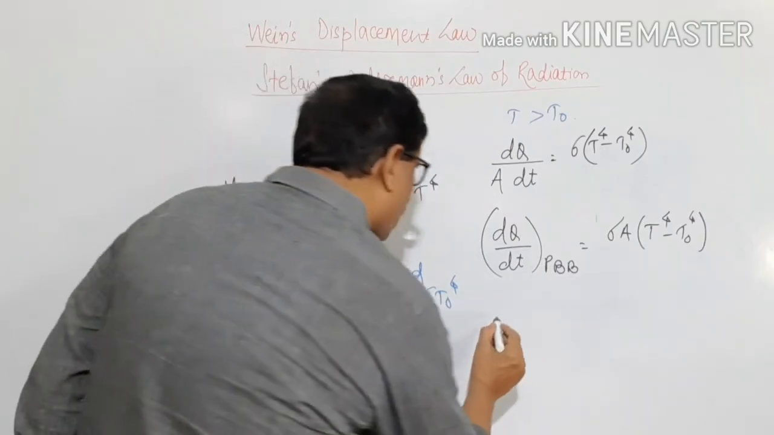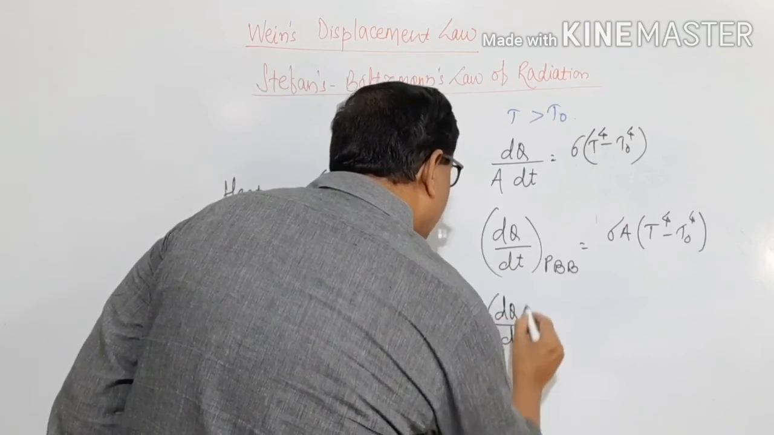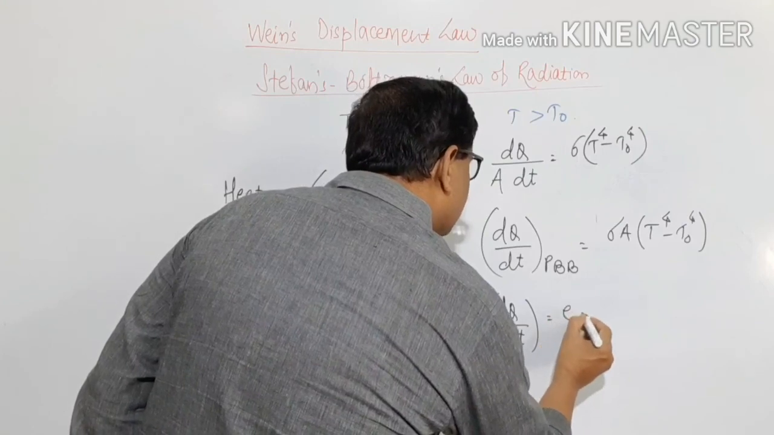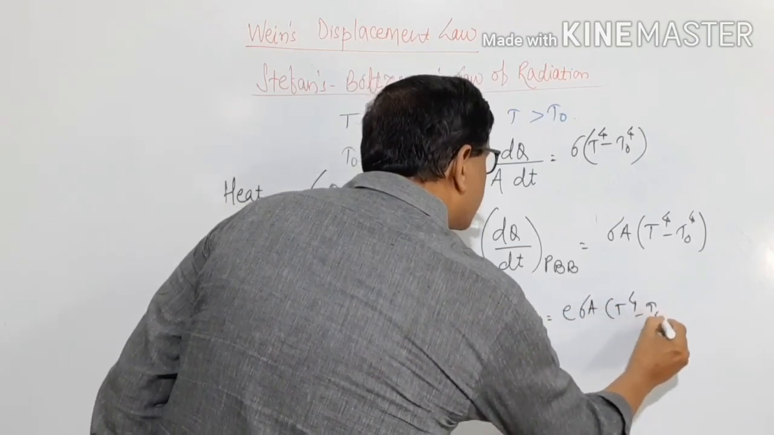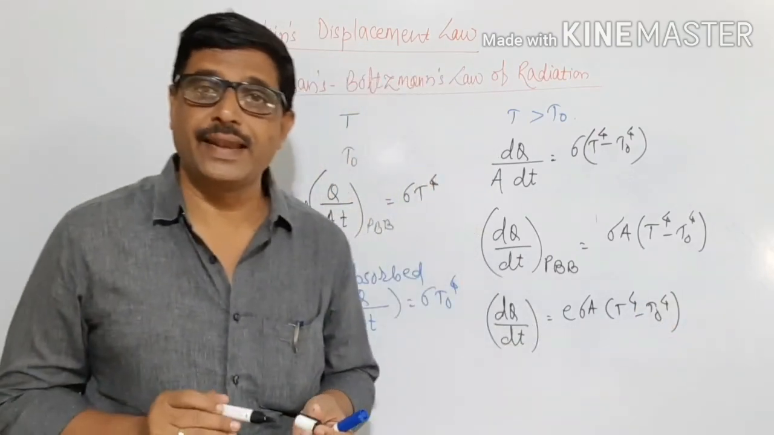If the body is an ordinary body, then the quantity of radiant heat emitted by the ordinary body per unit time is E sigma A in the bracket T to the power of 4 minus T0 to the power of 4, where capital A is the surface area of that body.